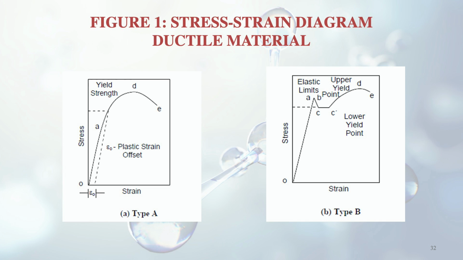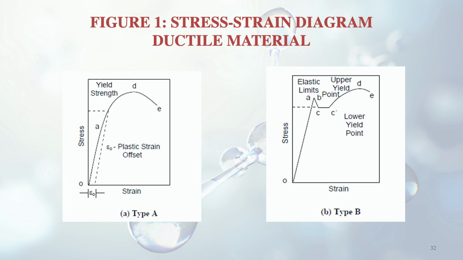And as it goes down, it reaches the point E, and this point E is termed as the fracture point. But in this portion, from A to D and from D to E, you can see the stress variation is not very high, whereas the strain variation is very high.